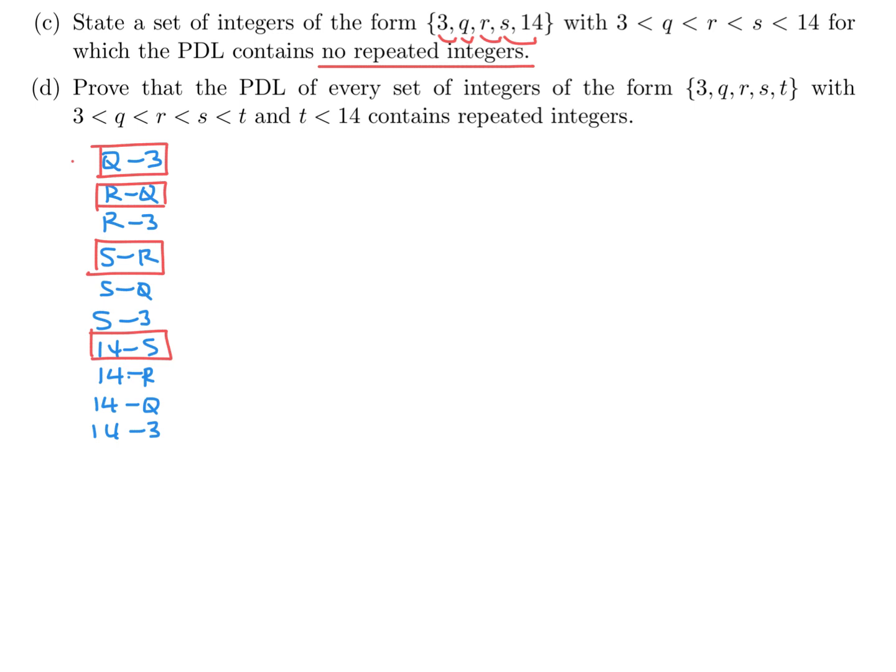Okay, well, first let me just add them. Q minus 3 plus R minus Q plus S minus R plus 14 minus S. If you add all of these, they all cancel, and the only thing we're left with is 14 minus 3, which is 11. Interesting. So that means that if you add up these four numbers, you get 11.